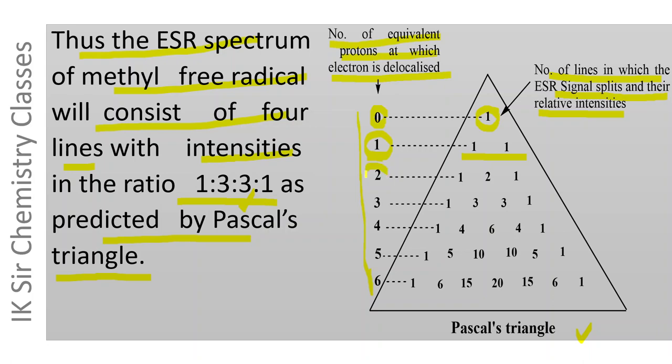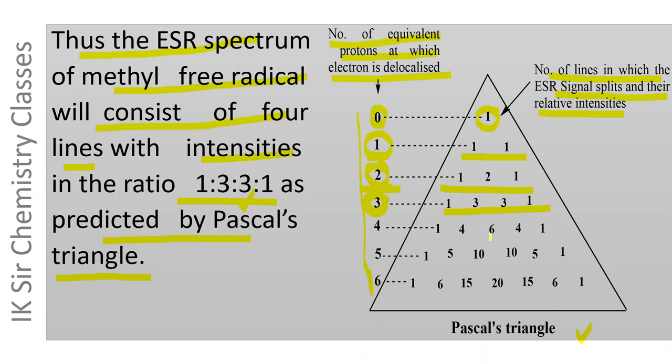If the unpaired electron of a free radical is delocalized around 2 equivalent protons, the ESR signal will consist of 3 lines in 1:2:1 intensity ratio. If the unpaired electron of a free radical is delocalized around 3 protons, as in the case of methyl free radical, the ESR signal will consist of 4 hyperfine lines with intensities in the ratio 1:3:3:1.